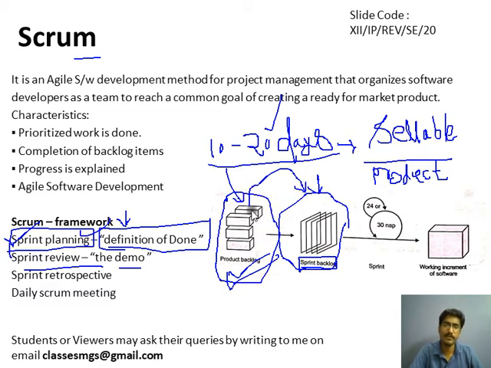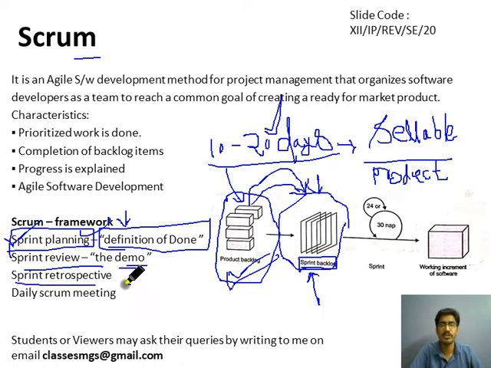And from this product backlog, we continuously add the items to sprint backlog, and if we have added the item to the sprint backlog, then this item should be delivered in this particular sprint in which it is added. So this is how we do the sprint review.